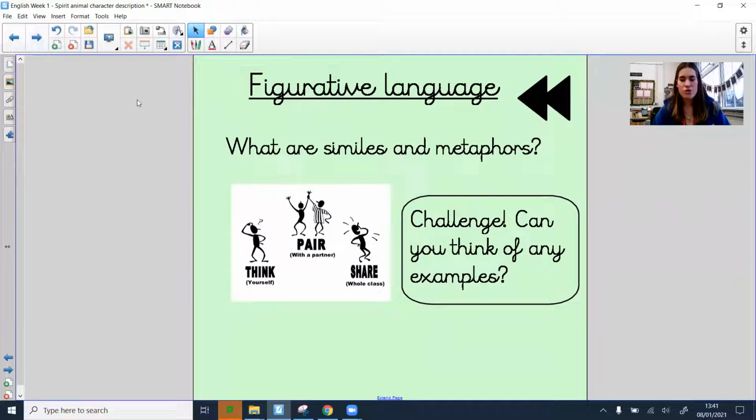So, just like I said before, today we're going to be looking a little bit deeper into this idea of similes and metaphors. Now, similes and metaphors are a type of figurative language, so we're zooming in to look at these two types.